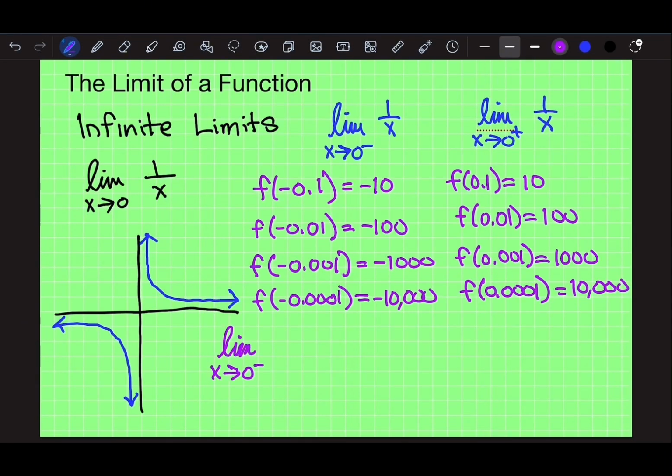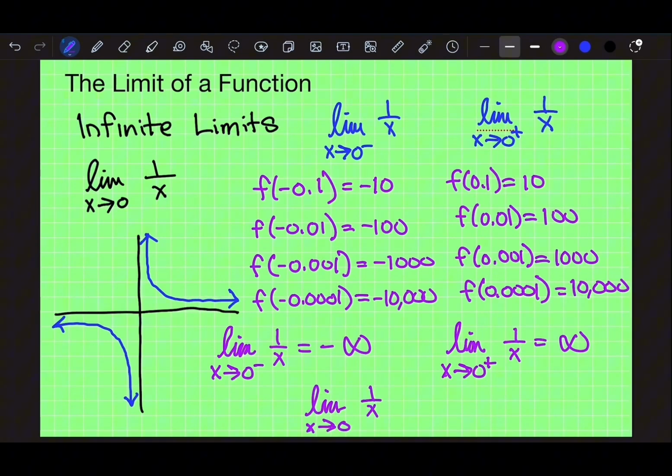Since the values are not the same, well, first of all, from the negative side, it equals negative infinity, and from the positive side, it equals infinity. Since these values are not equal, we can say that the limit as x approaches 0 of 1 over x does not exist.